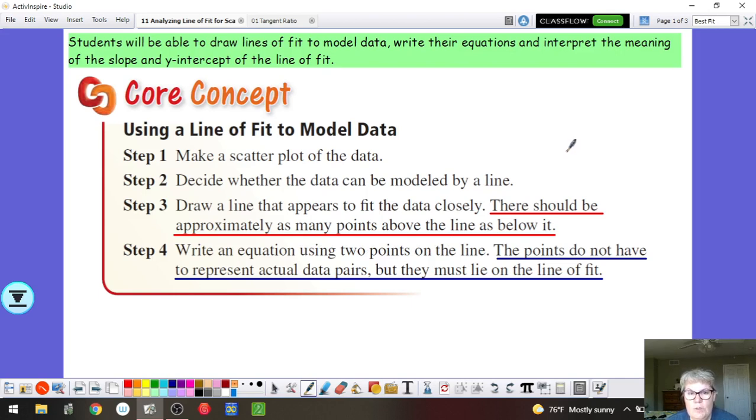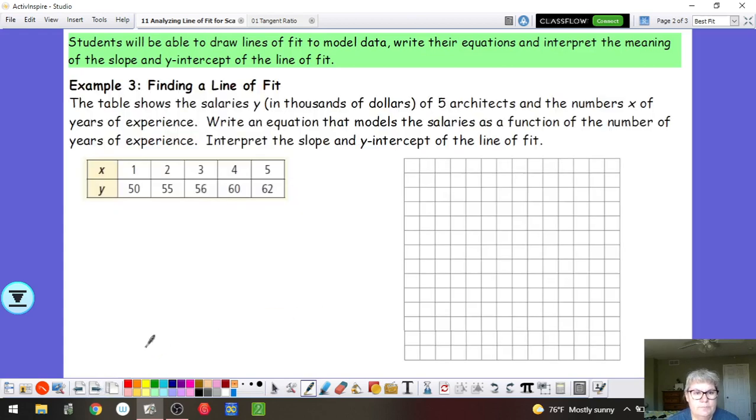So in Unit 1, we would make a scatter plot of the data. We would model the data with a line. We would draw that line, but then we used the line itself to make a prediction. This time, we're going to write an equation using the equation of that line. Now, when you write the equation of the line, the 2 points that you use don't have to actually be data points. They are just points that are on the line of fit itself. So let's take a look at our first example.